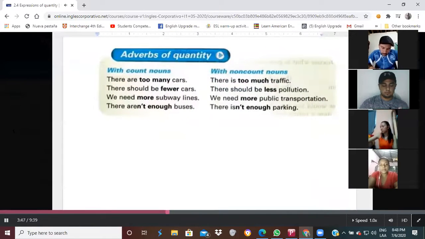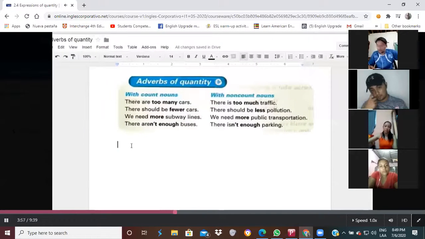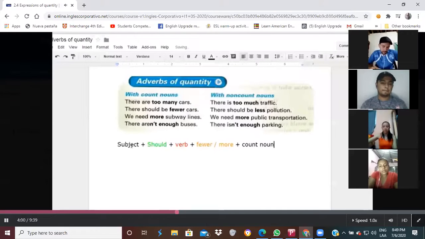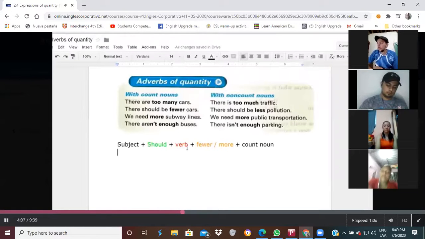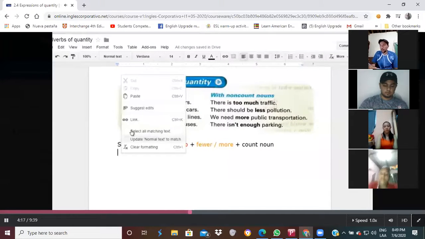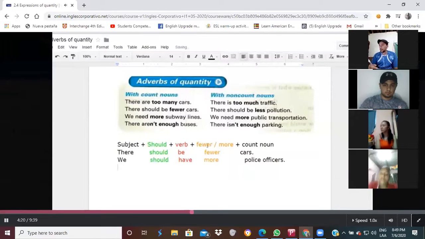What I would like to do now is to talk about how to give opinions about what is needed in a city. And so I want to make sense of the example, there should be fewer cars. That's an opinion about what I think we need in my city. So in order for us to form that idea, we need a subject. Then we need should. After that, we're going to need the verb to be. And this is followed by either fewer or more. And then it's going to be followed by a count noun. So let me give you an example of that right now. For example, we could say there should be fewer cars, which is the example that we have here.